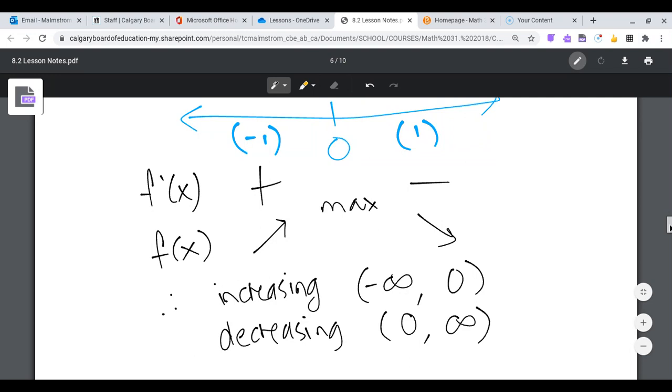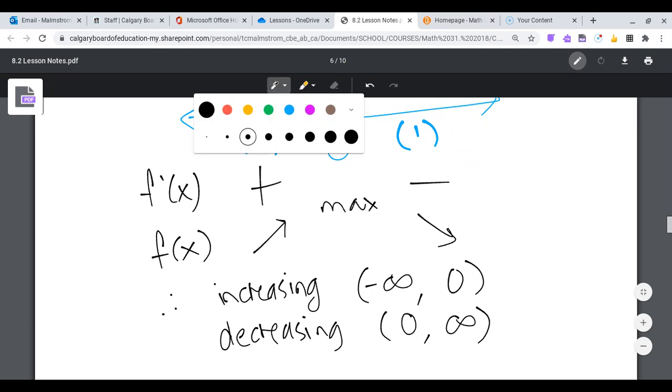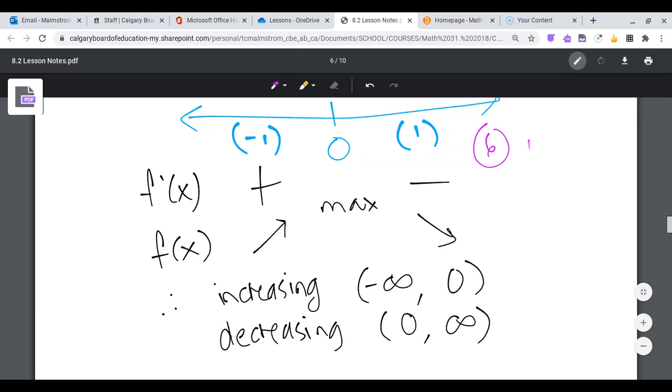And then what's happening with this max guy? Oh man, I wanted a different color. Okay, there we go. So what is this max? Max is happening at 0. So what is f of 0? When we put that into our exponent, we have e to the power of 0, because 0 squared times -1 is 0. So that's equal to 1. So we have our max happening at our y-intercept at (0, 1).